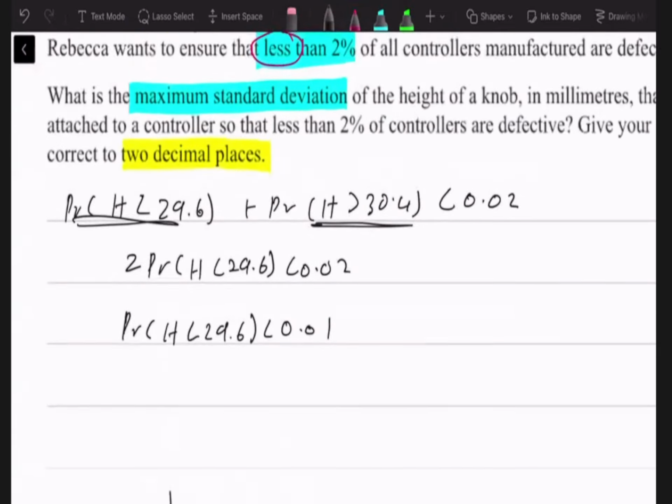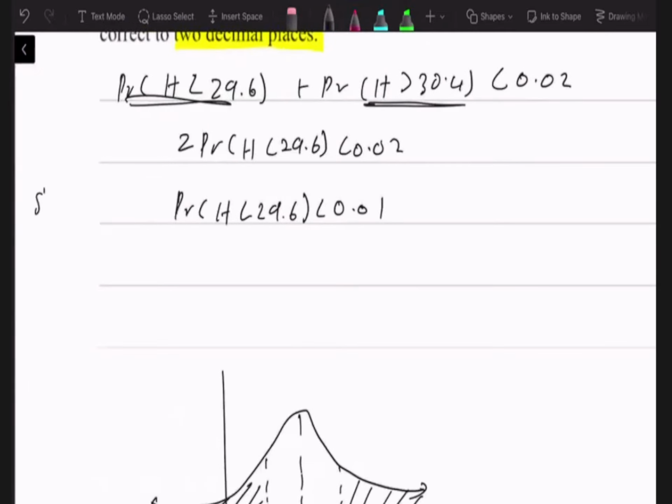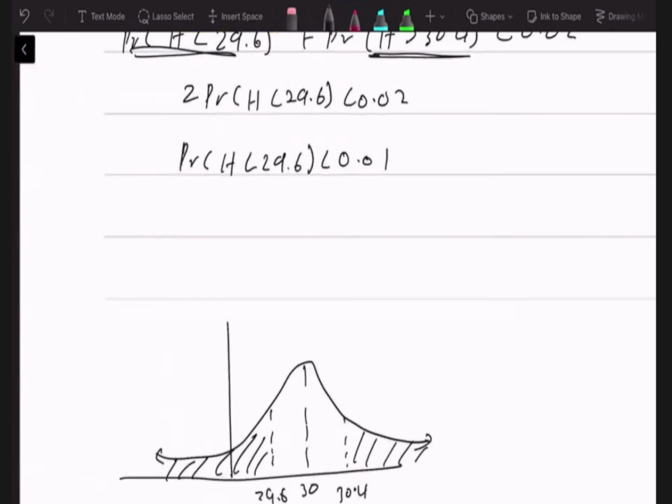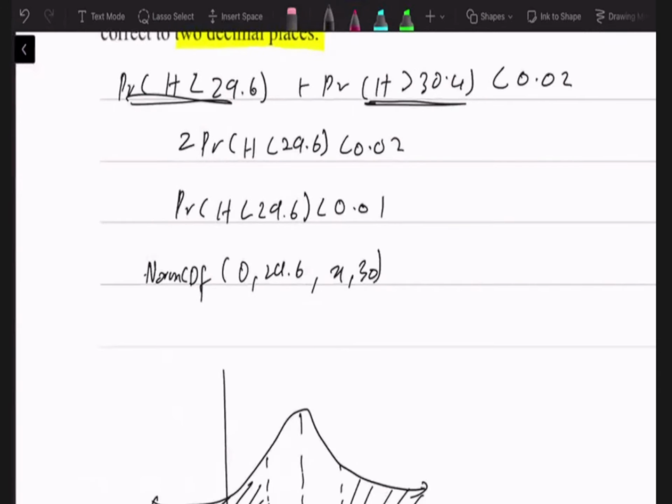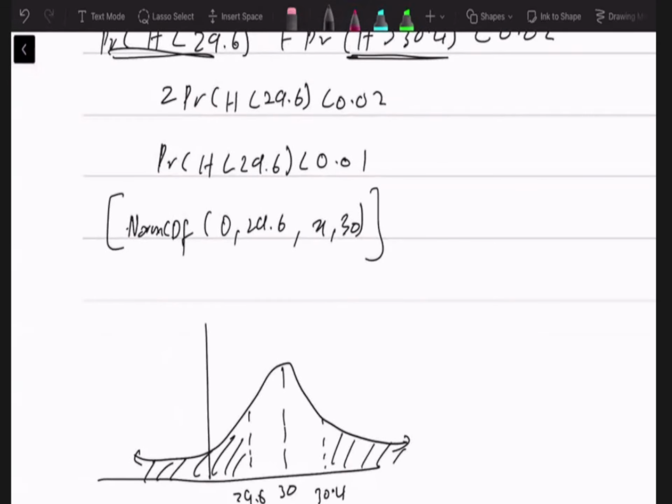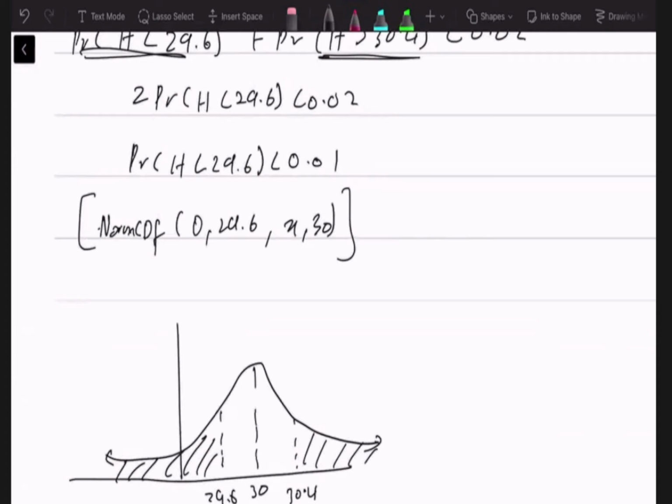And then from here, there are a couple of ways you can go about it. You can put it into your CAS just the way you would normally do it. So use norm CDF and then do 0 to 29.6, and for sigma, just leave it as x, and for mu put in 30. And then when you press enter in main, it won't work. It'll give you an error. But then just copy and paste this whole function, go to your graphs menu, and paste it into one of those y equals things.